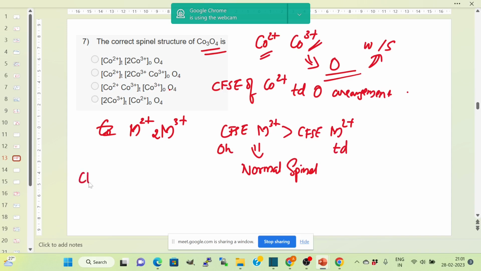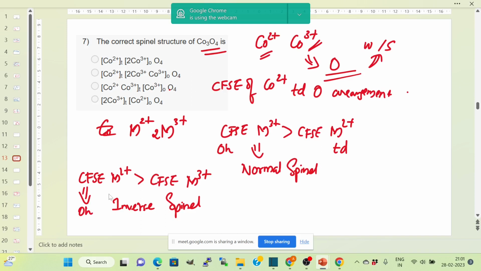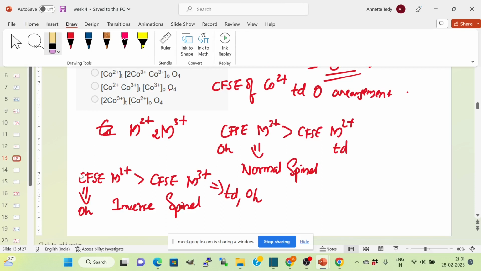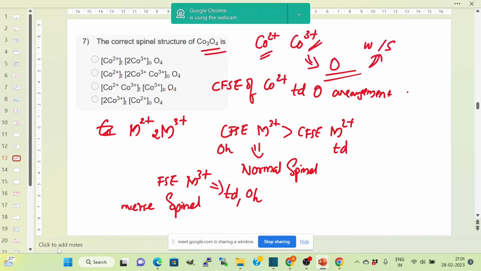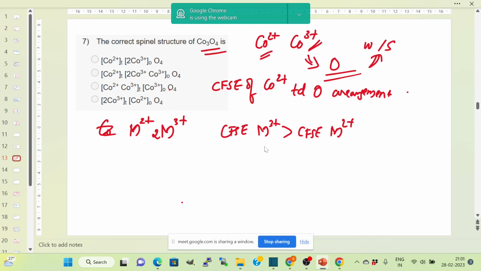And we have the opposite case where CFSE of M2+ is higher than the CFSE of M3+. In that case, we have the inverse spinel, and the M2+ will be occupying octahedral sites, whereas M3+ will occupy both tetrahedral and octahedral, right? So now we will solve what kind of spinel it is, and according to that we'll be able to answer. To identify what kind of spinel, we have to first calculate the CFSE of both M2+ and M3+ metal ions, then we will be able to identify, right?